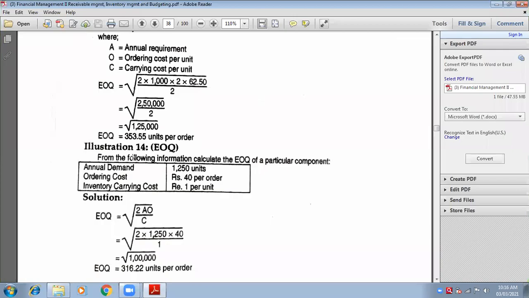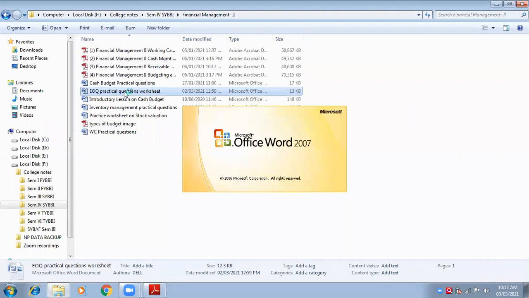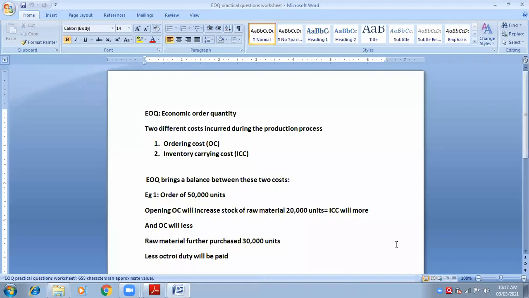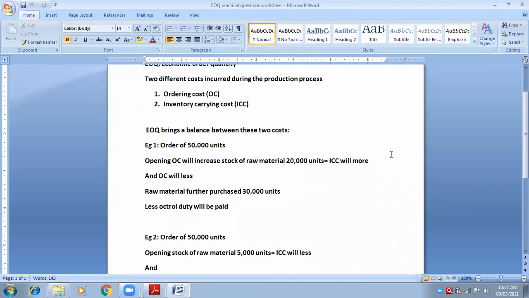See, yesterday we started with the concept of EOQ and we had also done formulas. Here you can check. If you remember, I have made you understand the concept of EOQ. Especially EOQ brings a balance between the two different costs, that are ordering cost and inventory carrying cost.